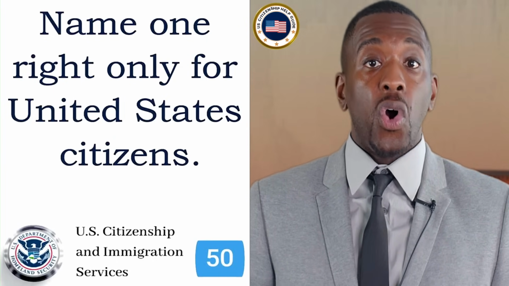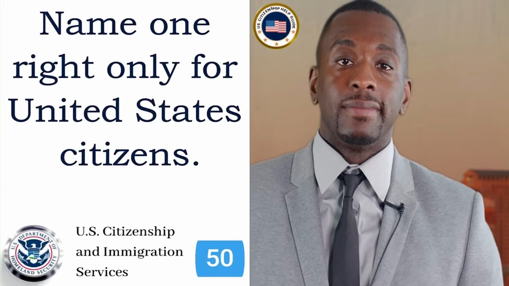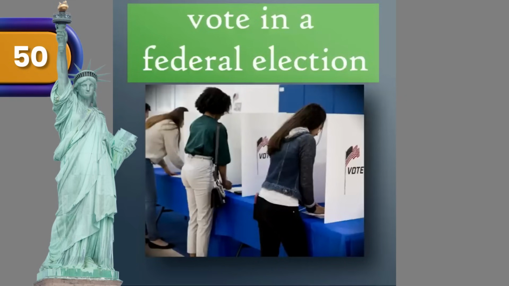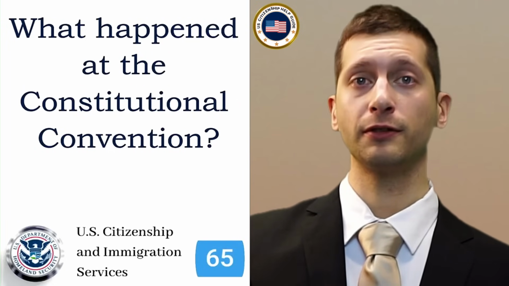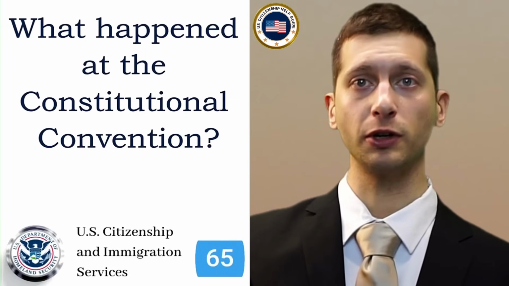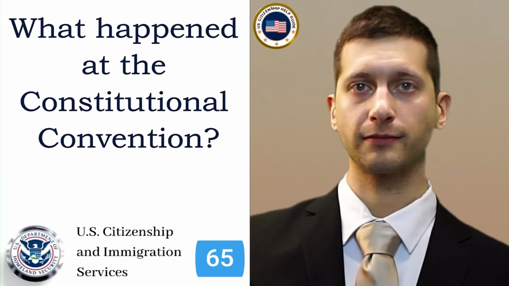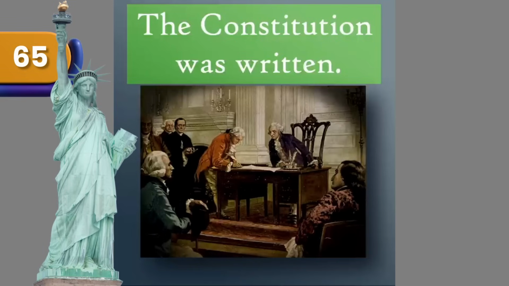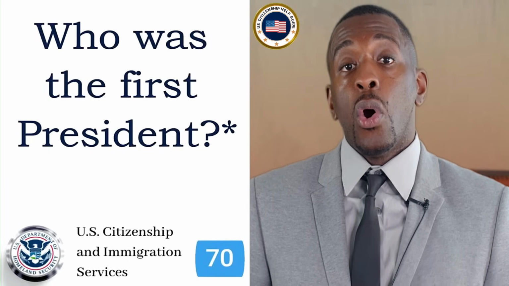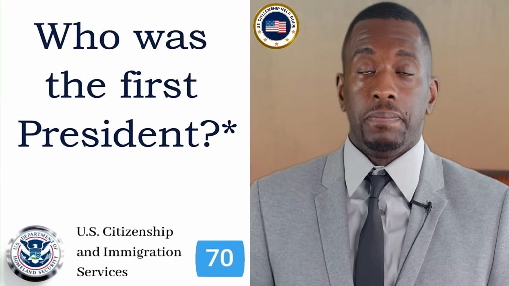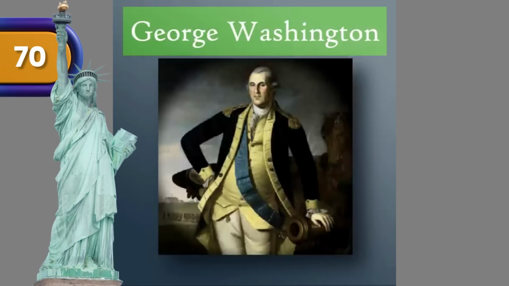Name one right only for United States citizens. Vote in a federal election. 65. What happened at the Constitutional Convention? The Constitution was written. Who was the first president? George Washington.